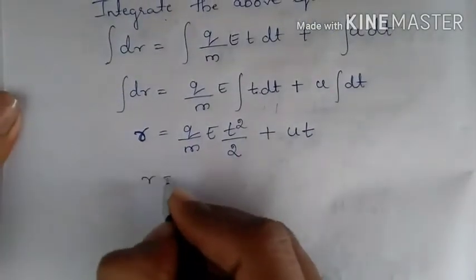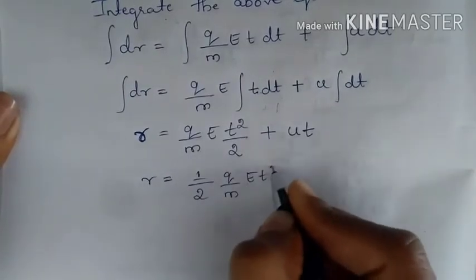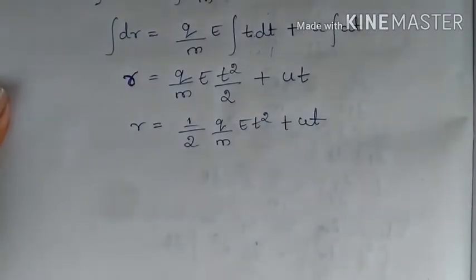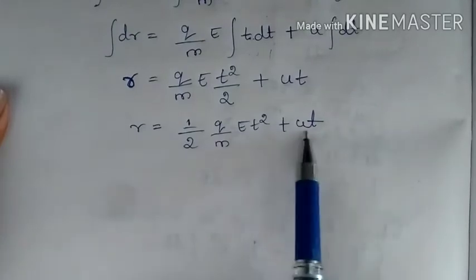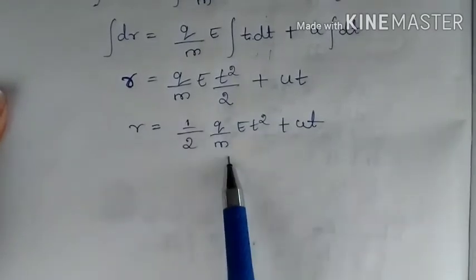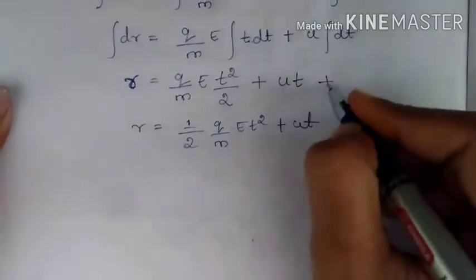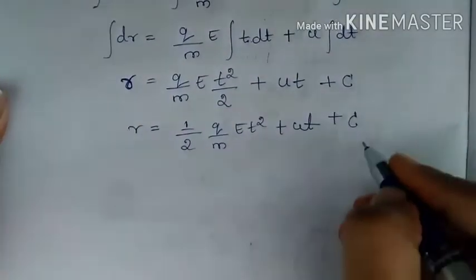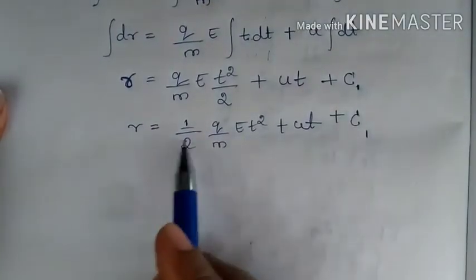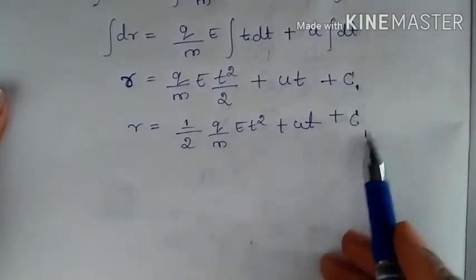So let us write this equation as r is equal to 1 by 2 q by m E t square plus ut. So you have the displacement of the particle in terms of time and initial velocity. Now after integration we need to put the constant. Let this constant be c1. So the final equation is r is equal to half q by m E t square plus ut plus c1.